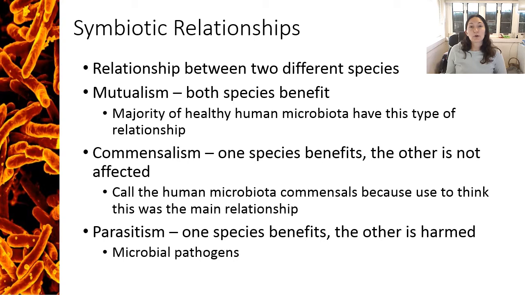And then the third is the one we're going to focus on throughout this unit, and that's parasitism. This is the relationship where one species of the pair benefits and the other one is harmed by that interaction. So microbial pathogens have a parasitic relationship with the human body. We're harmed while they benefit by living in or on us.